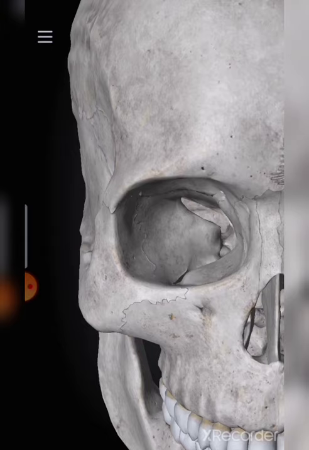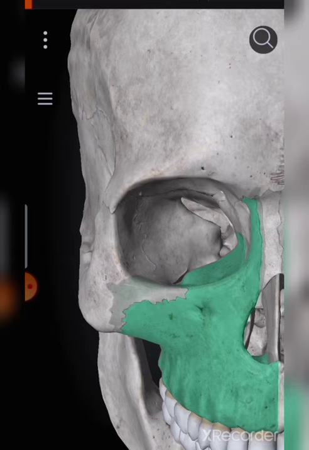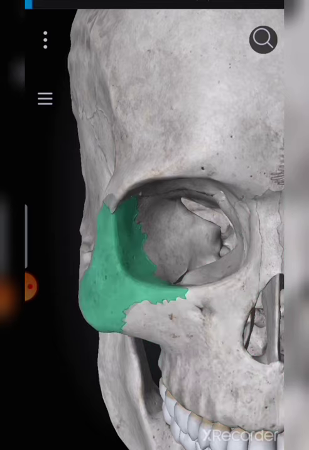Now let's talk about the inferior wall. The inferior wall is being formed by the maxilla. This is the maxilla. Most of the inferior wall of the orbital cavity is contributed by the maxilla, and to some extent the zygomatic bone also contributes to the formation of the inferior wall of the orbital cavity.